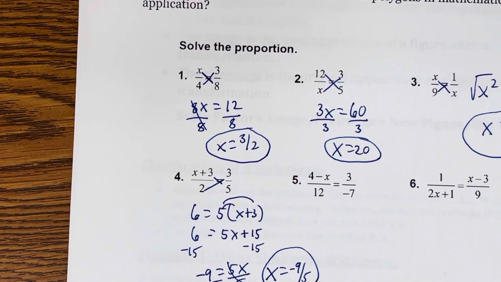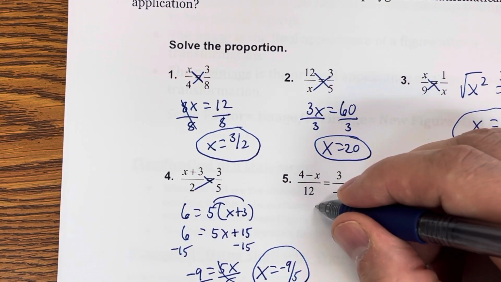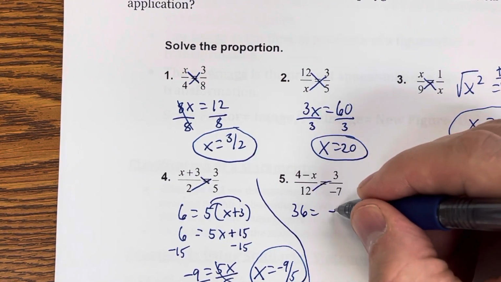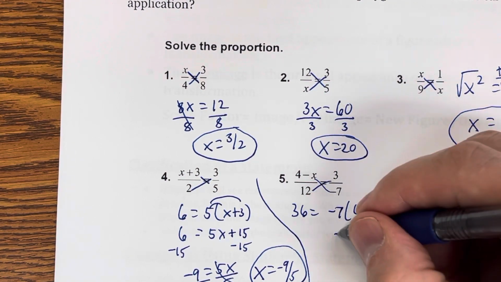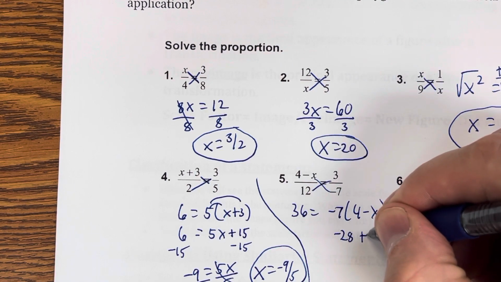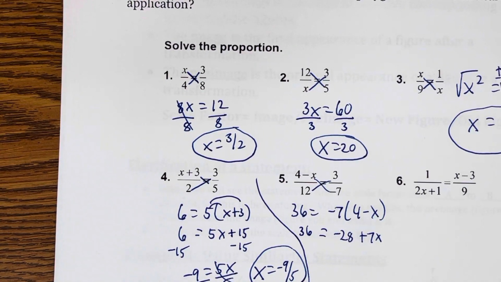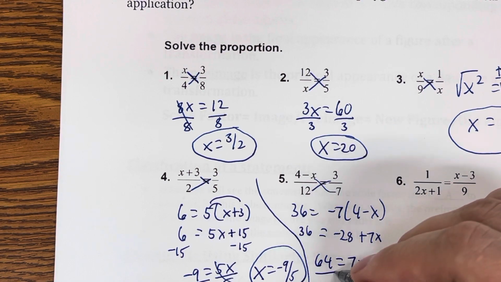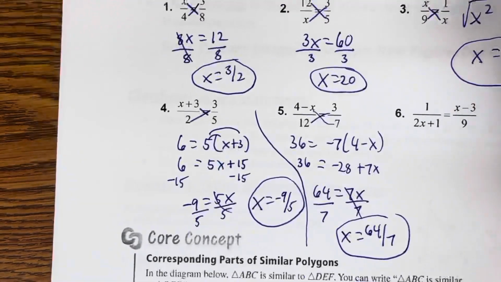Okay. Our next one is pretty much the same exact thing. I'm going to have to distribute. 12 times 3 is 36. I'm going to draw a little line here. 36 equals negative 7 times 4 minus x. All right, when I distribute, negative 28, negative times a negative is a plus 7x equals 36. Add our 28 to both sides. 36 plus 28 is 64. Equals 7x, divide by 7, divide by 7, and again I get another fraction. X is equal to 64 over 7. We will leave it right there as a fraction.